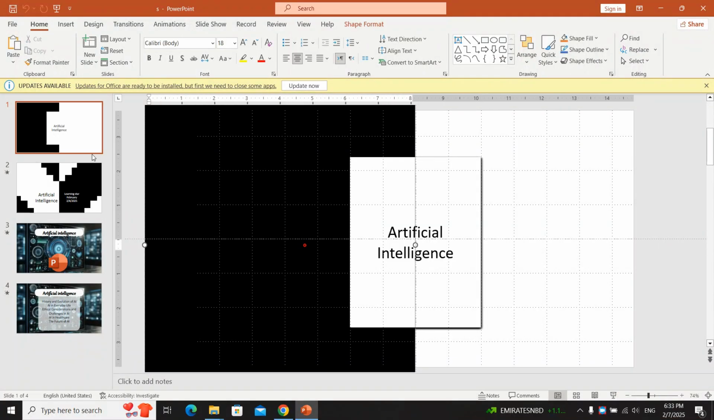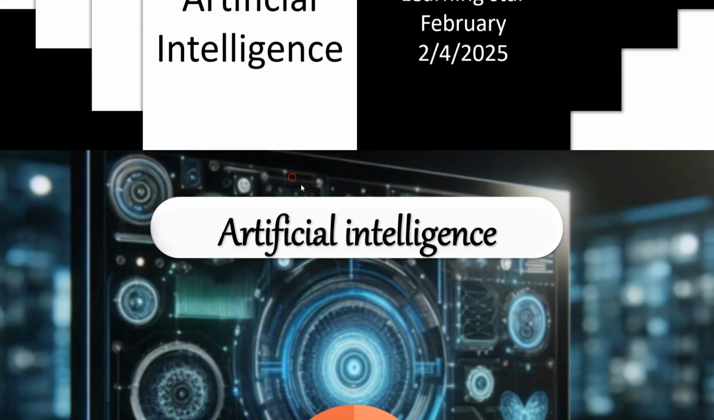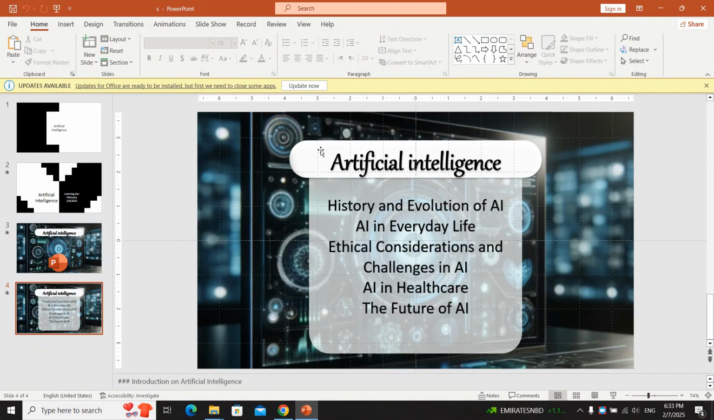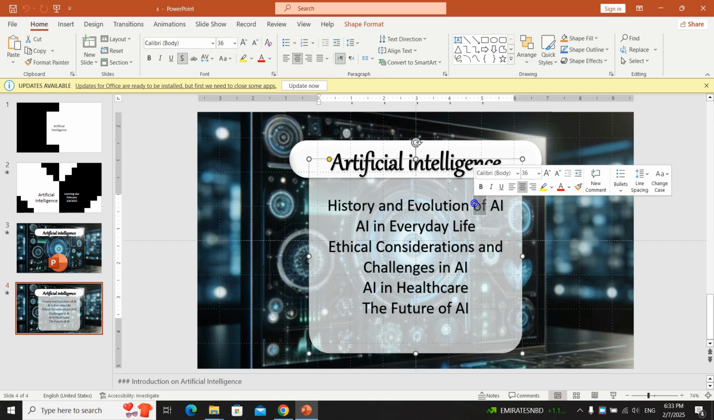Hello everyone, in the previous lessons we learned about the title slide and the introduction slide, and I told you how you should speak on this slide. But today we are going to create our first slide, history of evolution of AI. How are we going to create that?